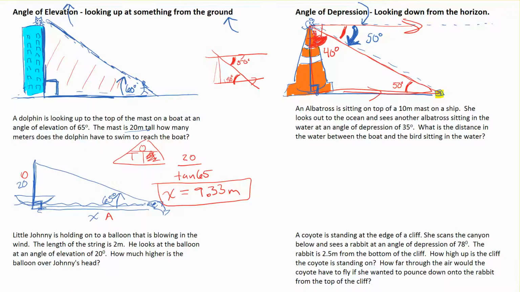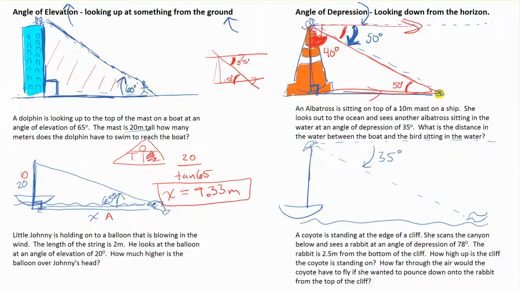If we look at a different situation, an albatross is sitting on top of a 10-meter mast on a ship. Okay. So we'll have another ship sitting in the water. We've got a bird with big wings sitting at the top. And he looks out across the ocean, and he sees another bird sitting in the water. And as he sees it, he has to look down at an angle of depression of 35 degrees, so he's looking downwards at 35 degrees.